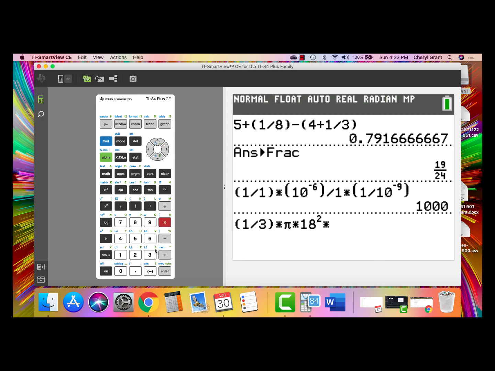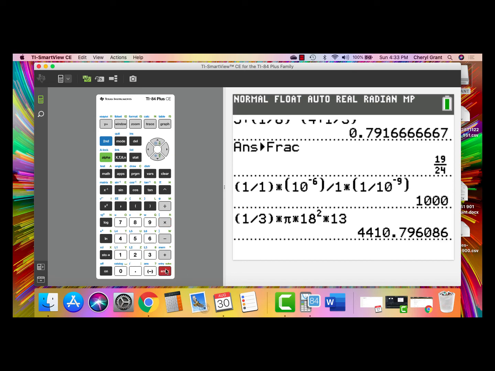And then we're going to multiply by the height, which is 13. And when I hit enter, I'm going to get the answer 4,410 and 0.796086, and then you just have to decide how you want to round.